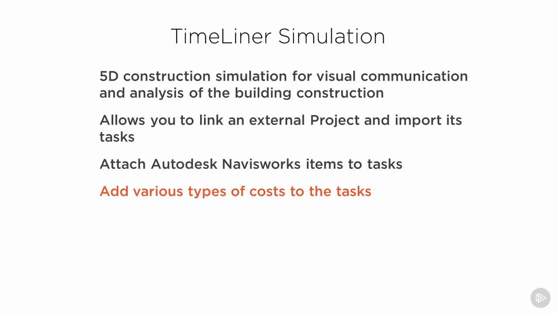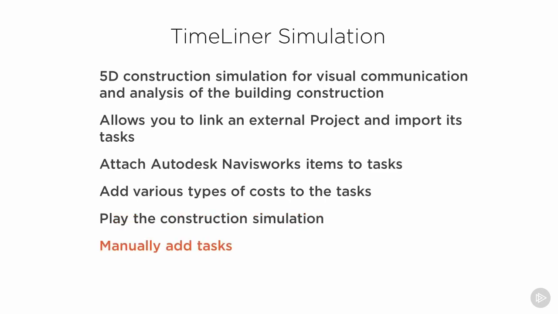You can also add various types of costs to those tasks. For example, labor cost, equipment cost, subcontractor cost, and so on. So the whole idea is at any point of time in your construction simulation, you can go to a date and you can find out how much money would be required in that project as of that particular date. So really handy for the cash flow and budgeting purpose. Once you have added all this information, you can then play the construction simulation. You can also manually add tasks, as I mentioned earlier. So the idea of manually adding tasks is for linking animated scenes.